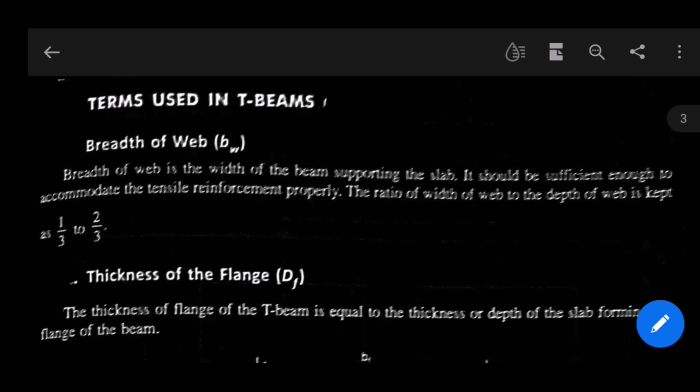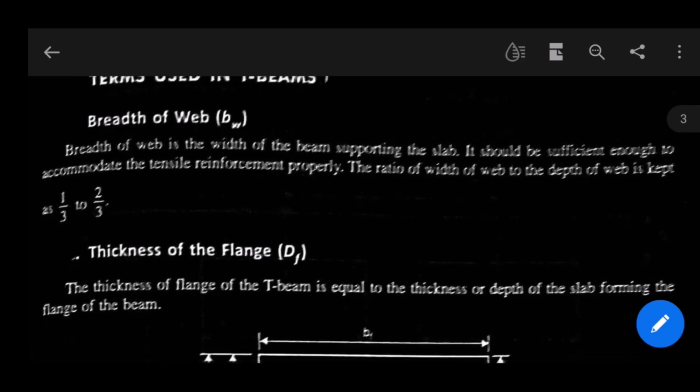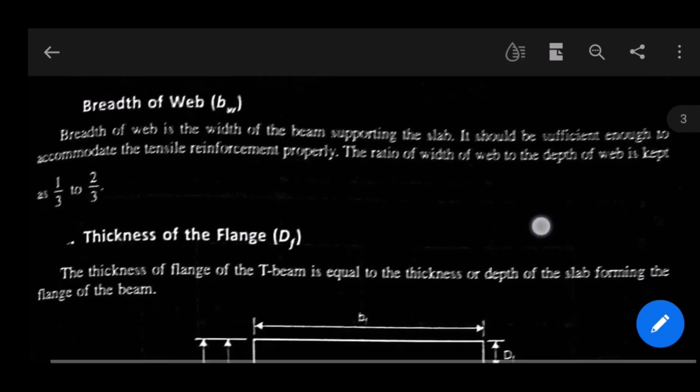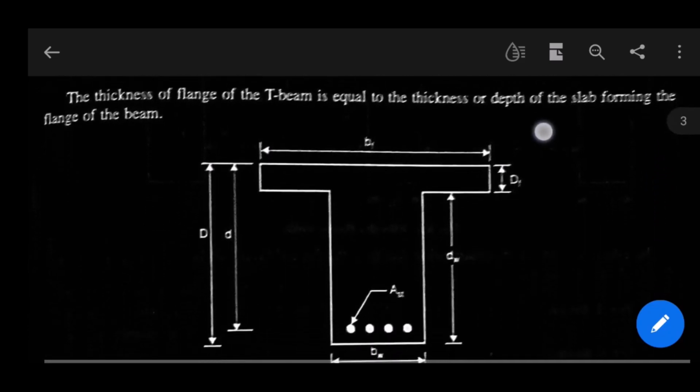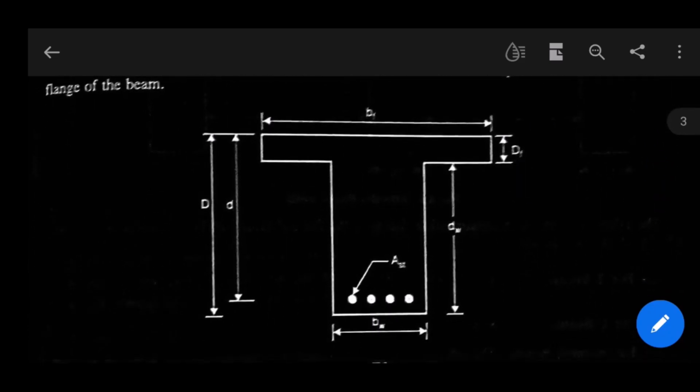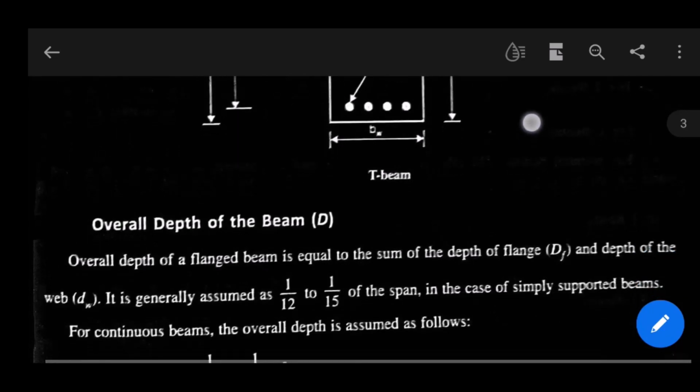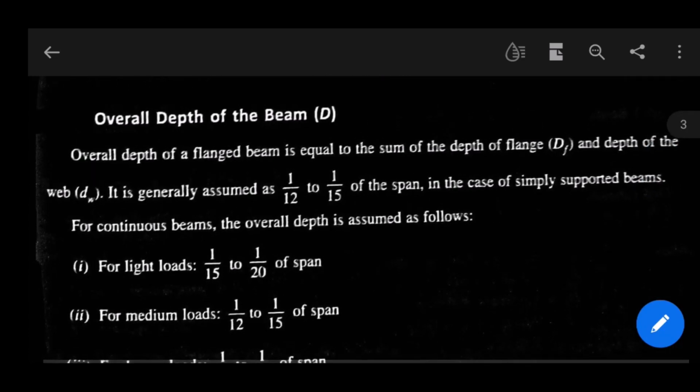Now the thickness of flange, that is Df. The thickness of flange of the T-beam is equal to the thickness of the slab forming the flange of the beam. This is the flange of the beam, as you've seen earlier. Okay.